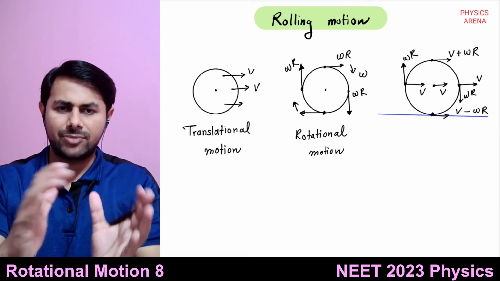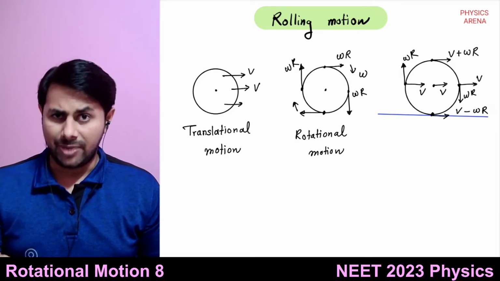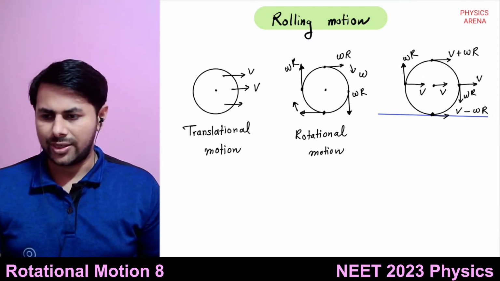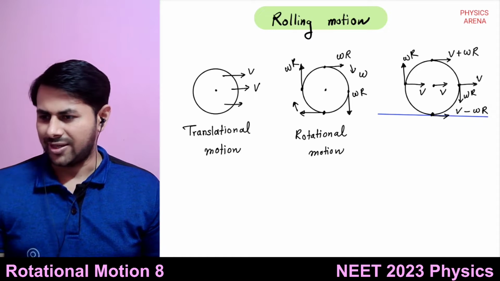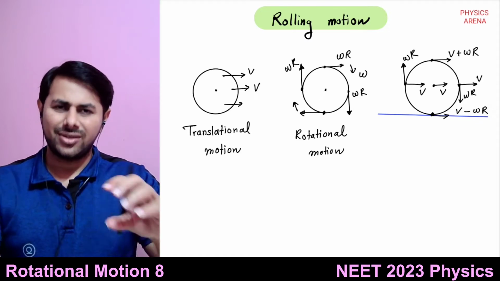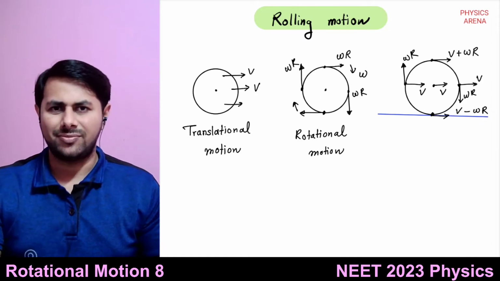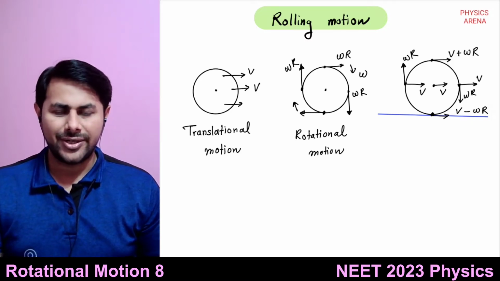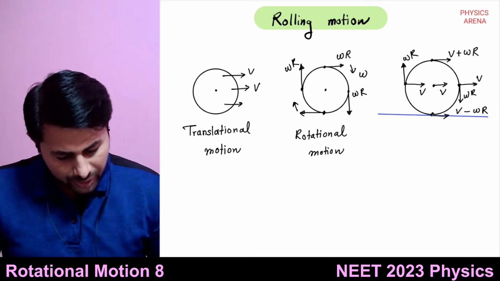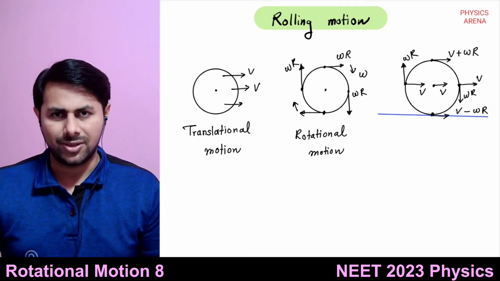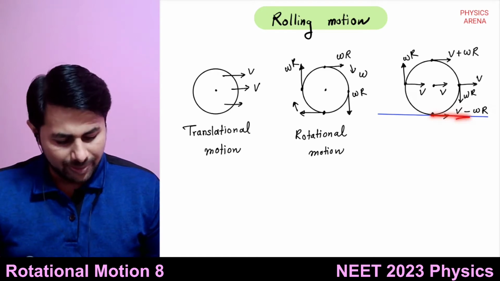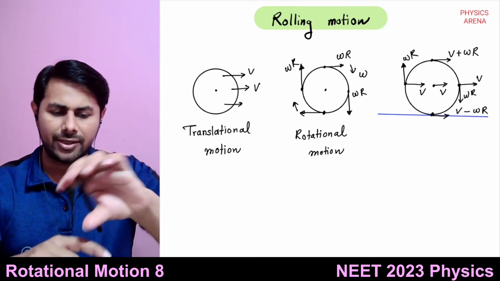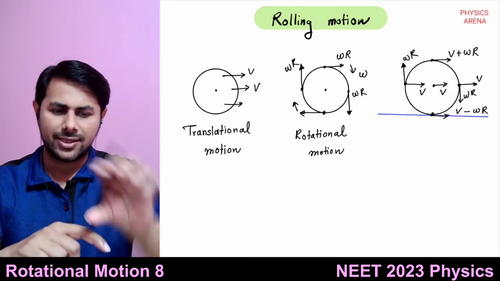But if it purely rolls without slipping, it rolls like this. For an example, I don't have any circular body here. If we consider rolling motion without slipping, the body is not slipping at all, then the velocity of this point will be equal to zero. It's not slipping in either direction, it's purely rolling. So the body falls like this about this point.